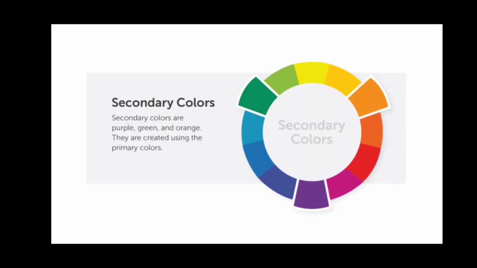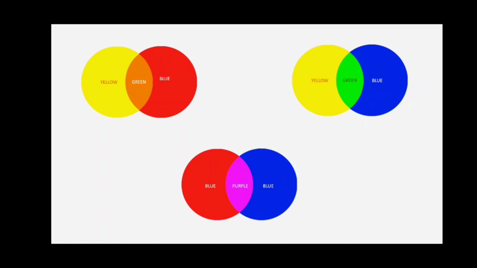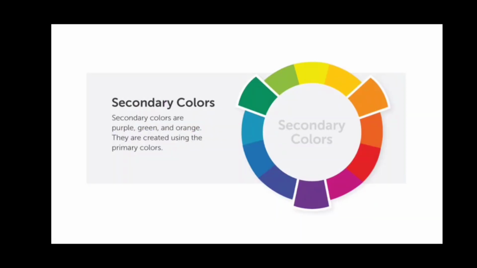Next we have secondary colors. Secondary colors have been created by mixing two primary colors. So we have got orange, green and purple. Orange has been created by mixing red and yellow. Green has been created by mixing blue and yellow. Purple has been created by mixing red and blue. We're just adding one more layer to the primary colors that creates the secondary colors.